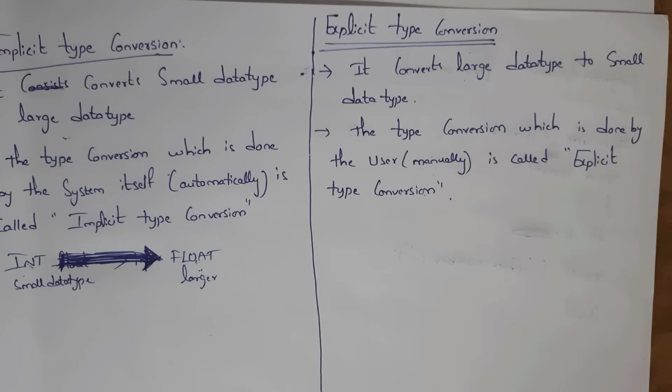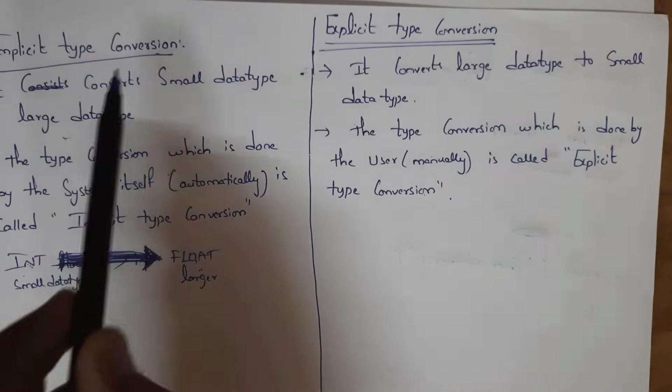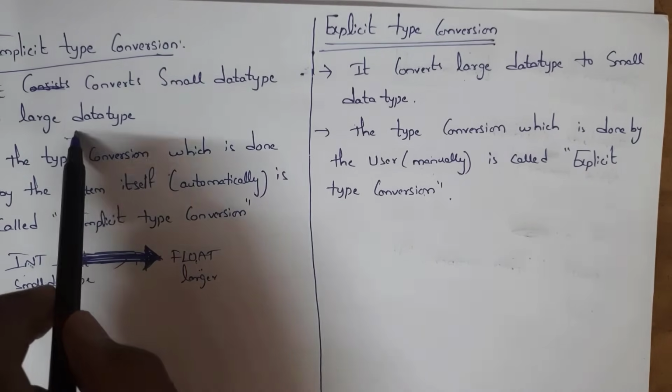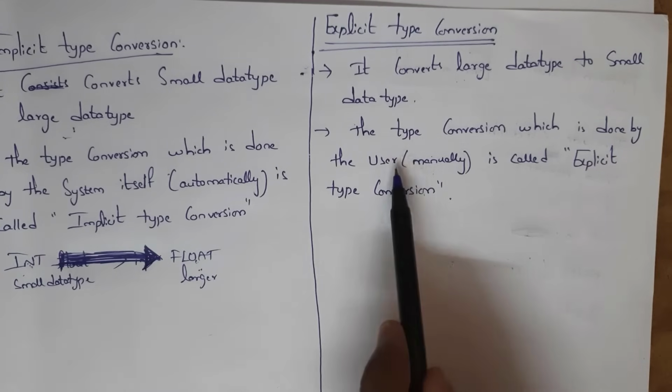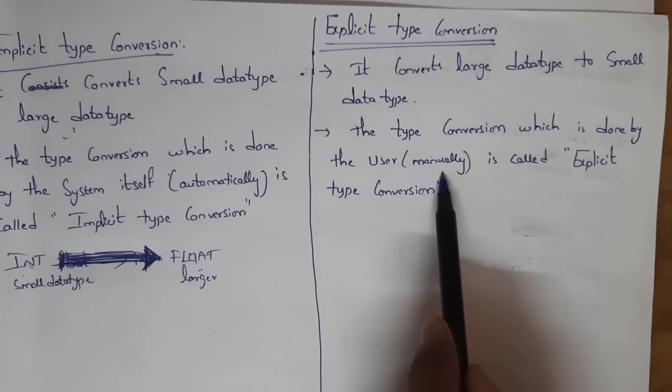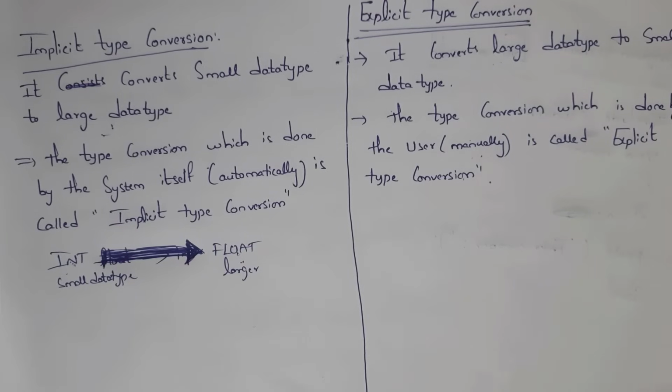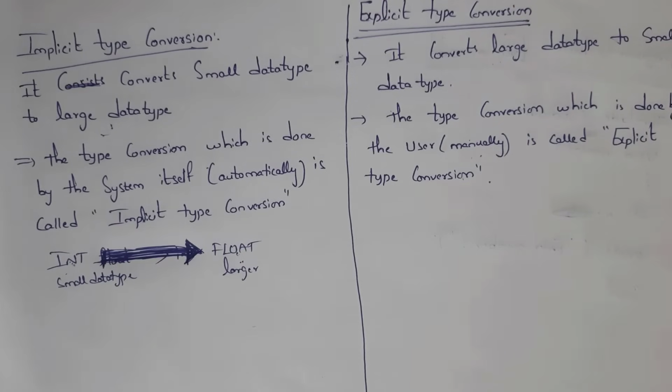Next I will explain explicit type conversion. Implicit type conversion converts smaller data type to larger data type, whereas explicit type conversion will convert larger data type to smaller data type. And the definition of explicit type conversion is: type conversion which is done by the user manually is called explicit type conversion. In implicit type conversion, converting one data type to another is done by the system itself automatically. But in explicit type conversion, it is not done by the system automatically, so the user should manually convert one data type to another. I will give an example so that you can clearly understand.